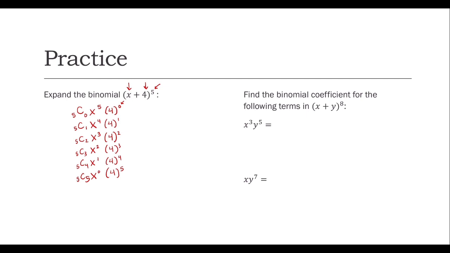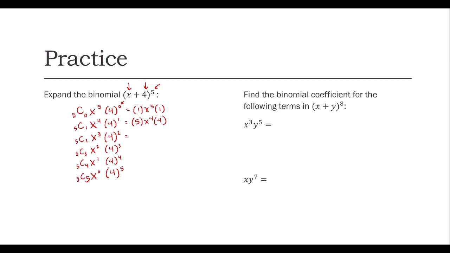Our 5 choose 0 is going to be 1. So we'll have 1 times x to the 5th times 4 to the 0, which is 1. So it's just going to be times another 1. Our 5 choose 1 is just going to be 5. So 5 times x to the 4th. 4 to the 1st is 4, so times 4.